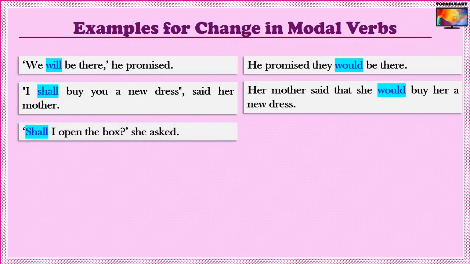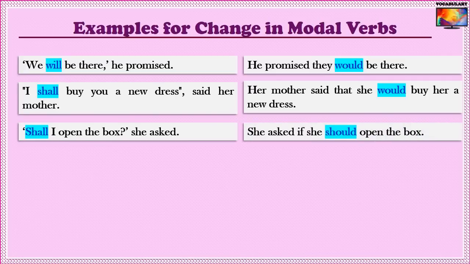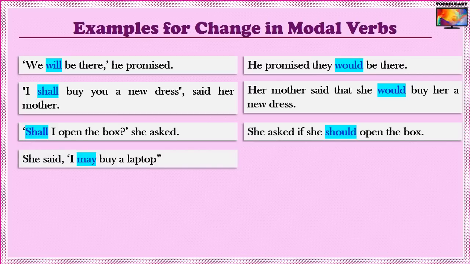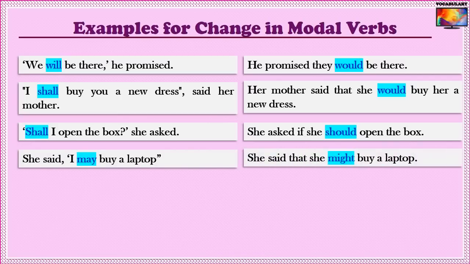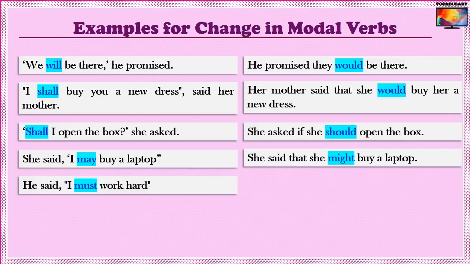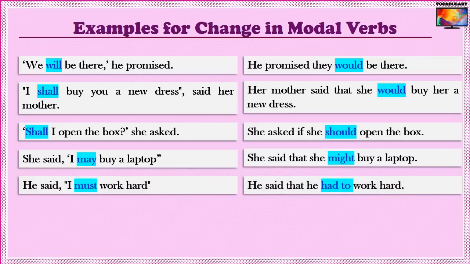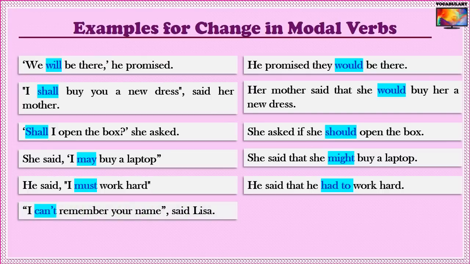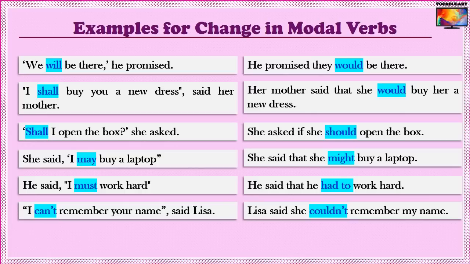For instance, "Shall I open the box?" she asked. She asked if she should open the box. She said, "I may buy a laptop." She said that she might buy a laptop. May becomes might. He said, "I must work hard." He said that he had to work hard. Must becomes had to. "I cannot remember your name," said Lisa. Lisa said she could not remember my name, so can becomes could.